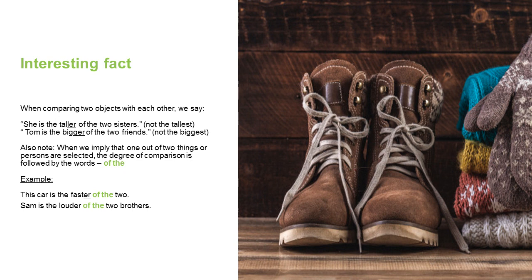Also note that when we are implying that one out of the two things or persons is selected, after the degree of comparison, we use the words "of the". The car is the faster of the two, and Sam is the louder of the two brothers.